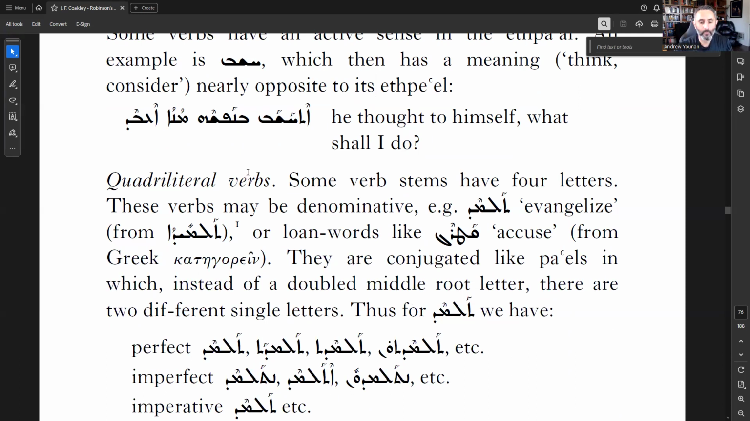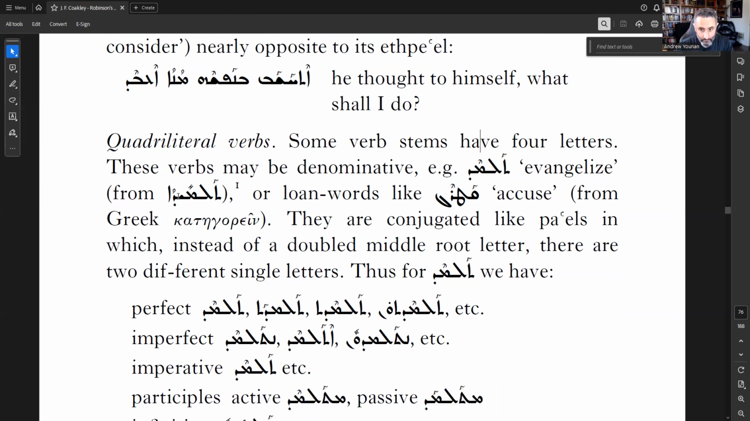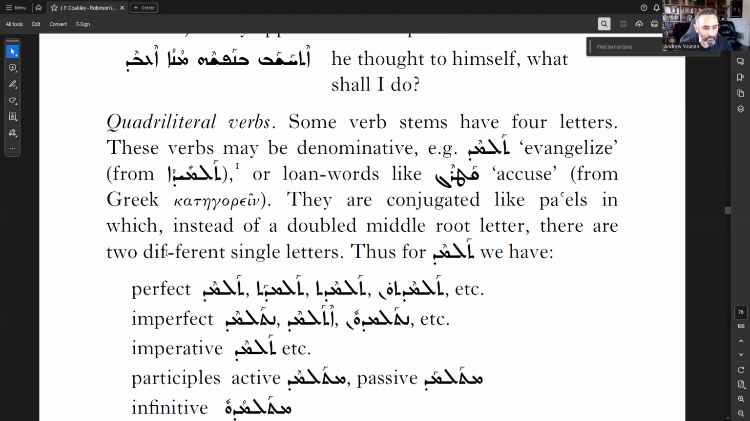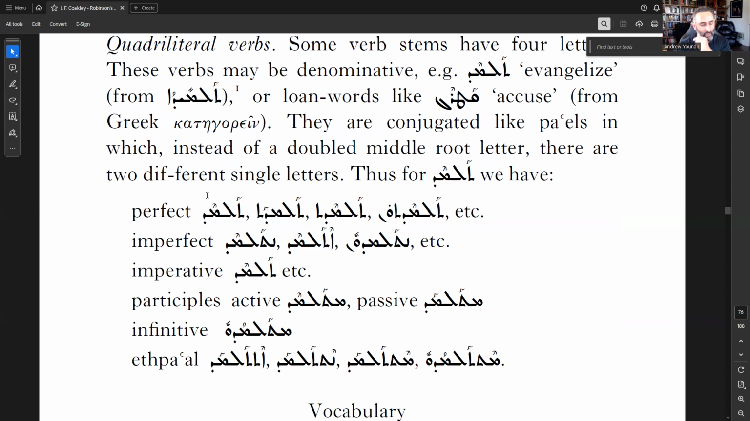Quadriliteral verbs. Some verb stems have 4 letters. This is new. Usually, everything we've seen so far, the root is a 3-letter root. Some roots have 4 letters. We did see this in Chaldean. These verbs may be denominative, telmid from telmida, or loan words like qatrig, to accuse, from the Greek kategorein. They are conjugated like pa'als, in which instead of a double middle root letter, there are 2 different single letters. So he's just showing you the basic conjugations of 4-letter roots. I don't think they're that hard.